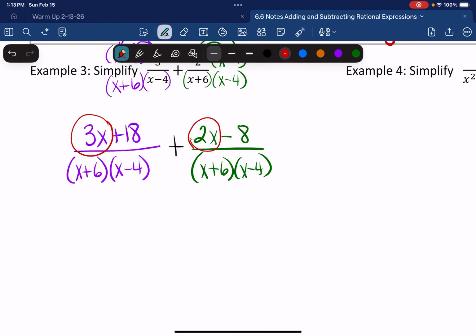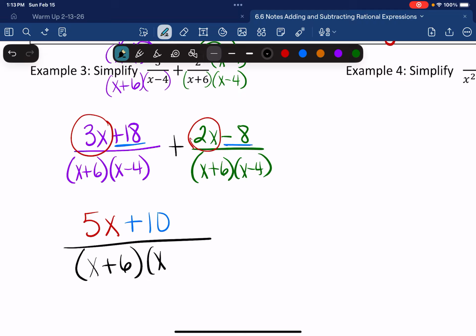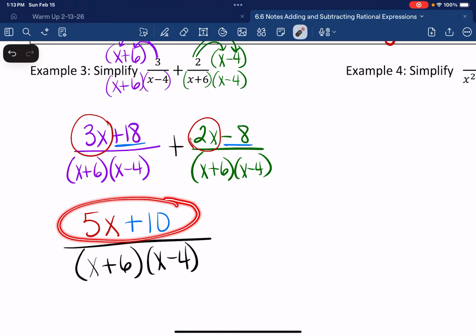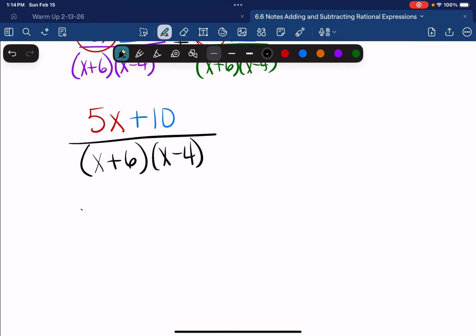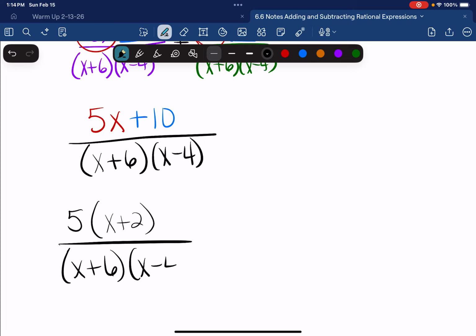3x plus 2x. That gives us a 5x. And then, of course, we have our 18 plus our negative 8, or 18 minus 8. 18 minus 8 gives us a positive 10. So we have plus 10 all over our denominator of x plus 6 times x minus 4. So we've simplified this, but if I look at my numerator, I see that 5x plus 10 does have a GCF. I can factor out the number 5. So this is equivalent to 5 times x plus 2 over x plus 6 times x minus 4.